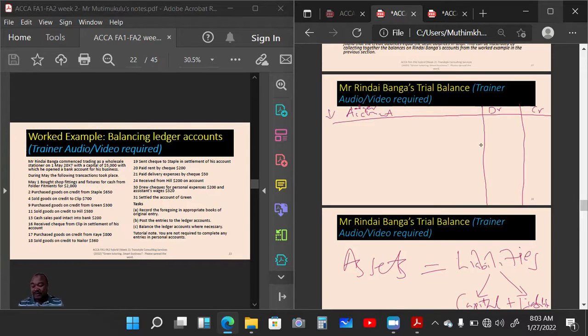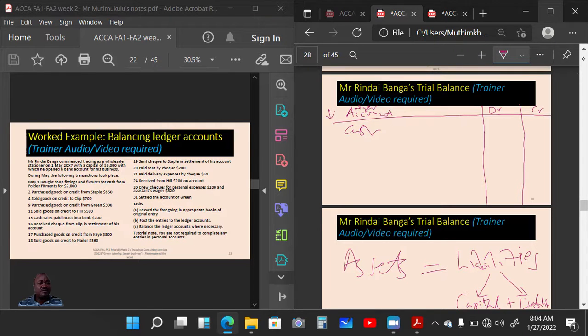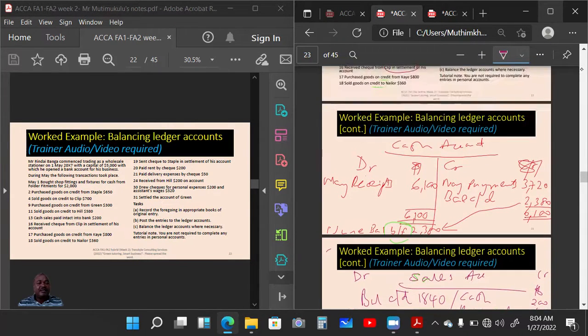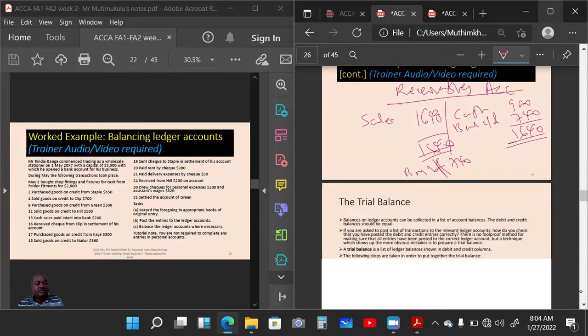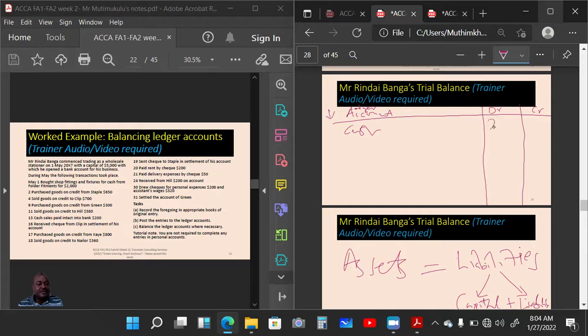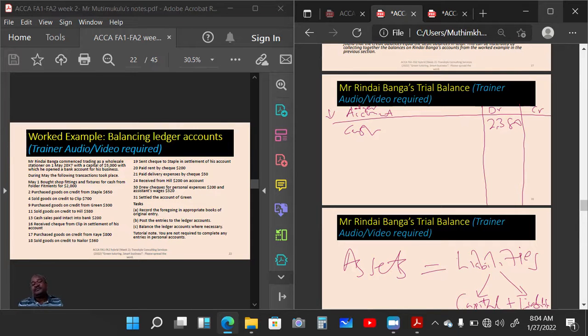All right, so we are going to start with the cash account. What was the balance on the cash account? If you guys still remember, the balance brought forward is on the debit. So we're going to take this 2380 on the debit side. Simple. This is a debit balance, 2380. So simple, isn't it? That's the trial balance.